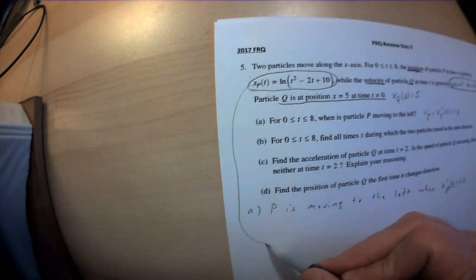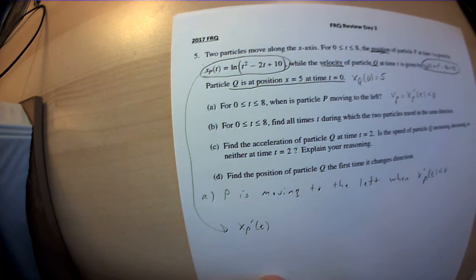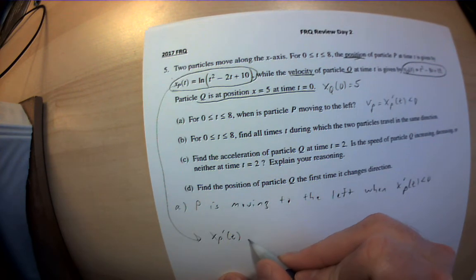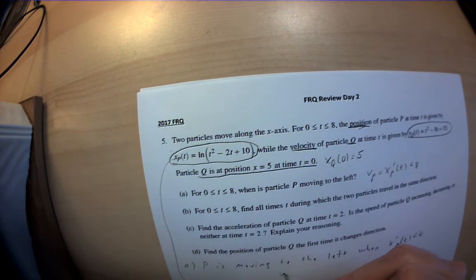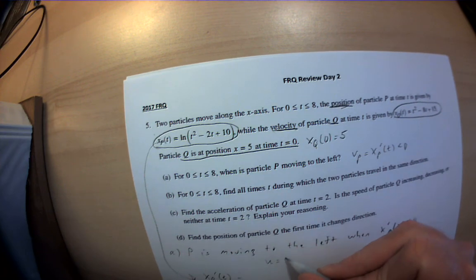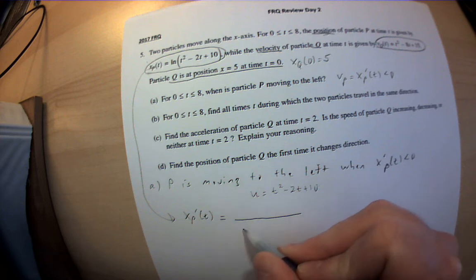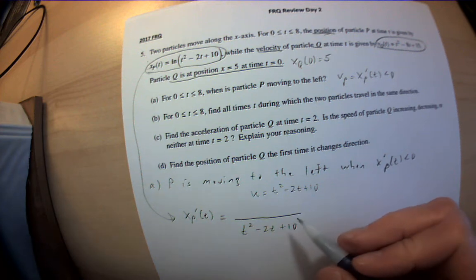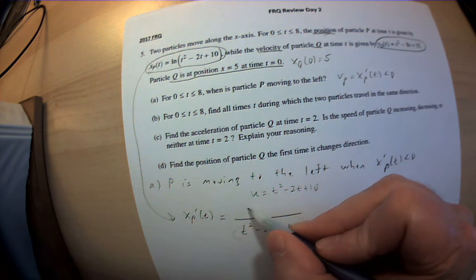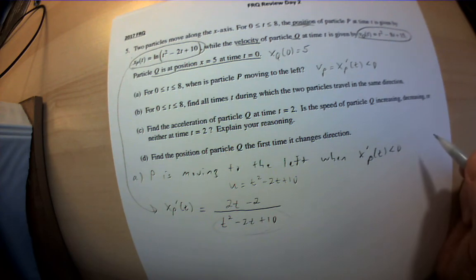Okay, so I'm going to take the derivative of that thing. So x prime of P, it's a natural log. So the derivative of the natural log, it's actually the chain rule, guys, where u equals t squared minus 2t plus 10. But you might just remember off the top of your head, the derivative of the natural log is 1 over the argument times the derivative of the argument. The derivative of this is 2t minus 2. Okay? So I need to find out where that is less than 0.